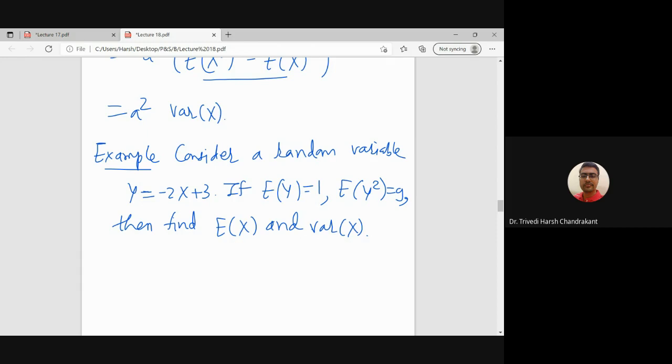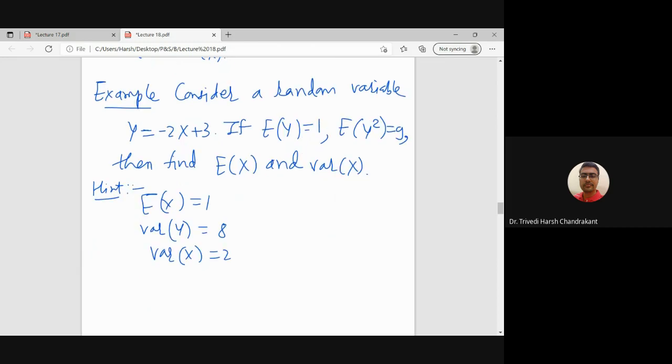Okay, let me check. Expectation of x is 1, right? Hint or answer: expectation of x is 1. What is variance of y? That is 8. And what is variance of x? That is 2, right? So that's the result we are using here, and you can find this.